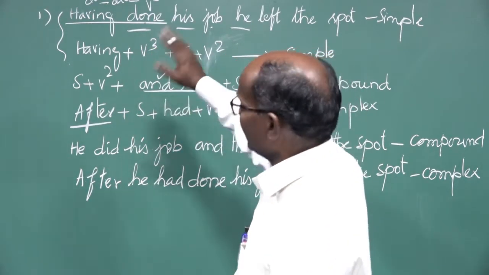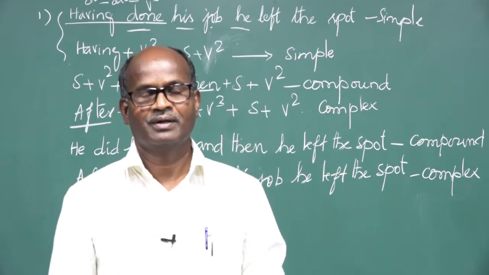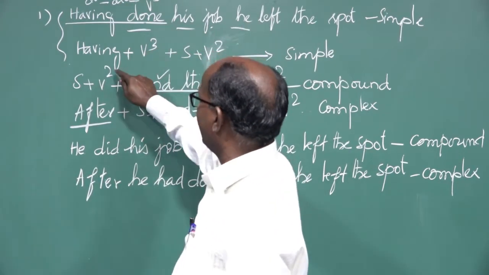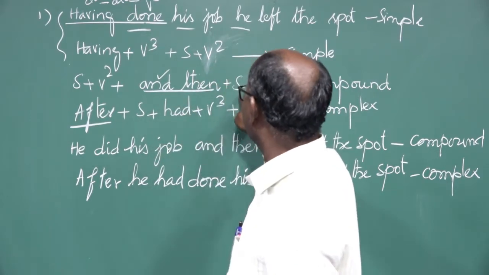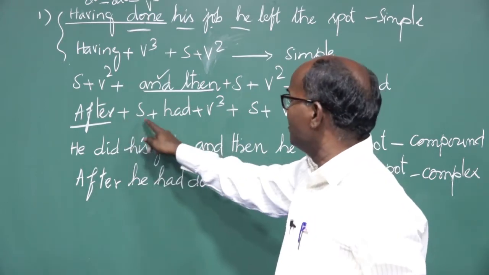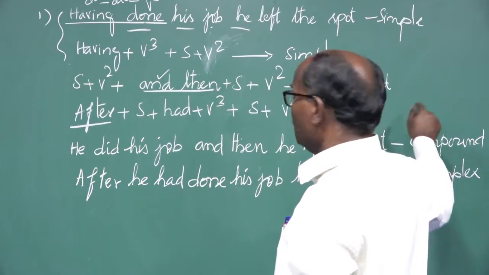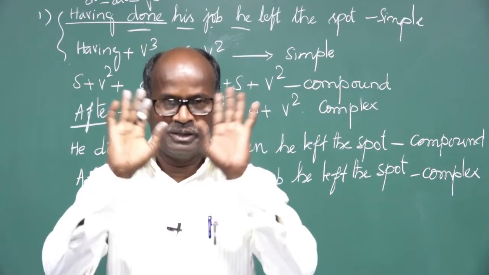For example, having completed his homework, the boy went to play. How should you write it in compound form? The boy completed his homework and then he went to play. That is compound. After the boy had completed his homework, he went to play. That is complex. And this is how you frame it in your mind.